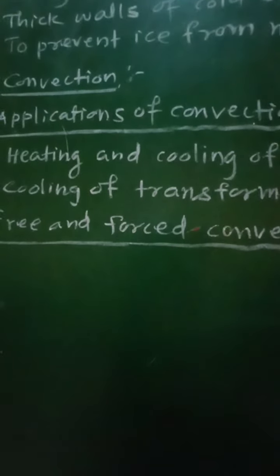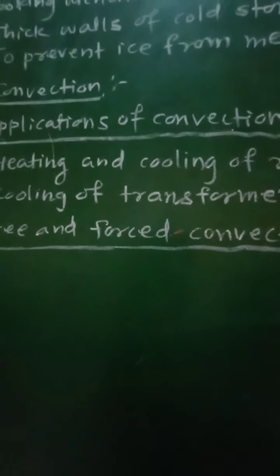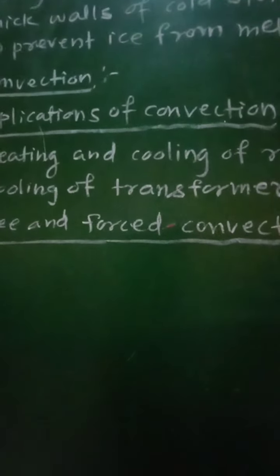are some of the examples of this forced convection. So in case of free convection, heat energy will be removed on its own, but in case of forced convection, heat energy will be removed by some external agency, and therefore these are the two types, that is free and forced convection.